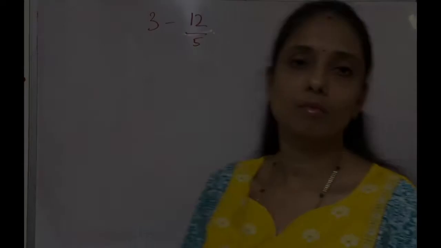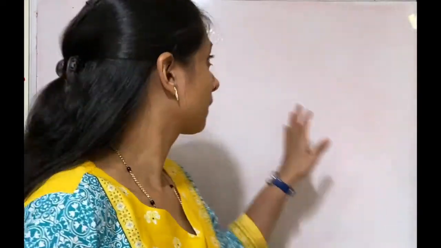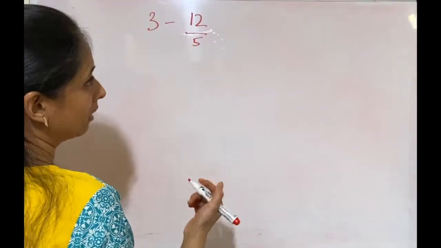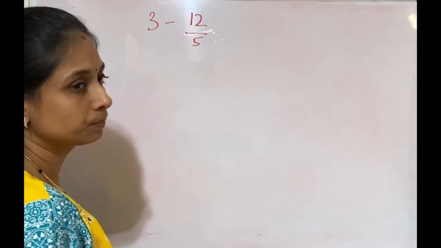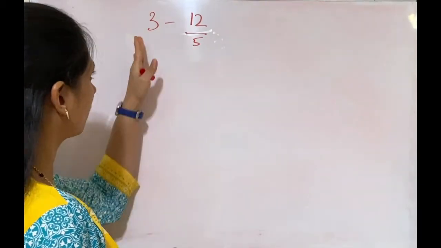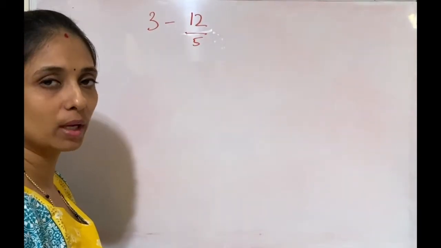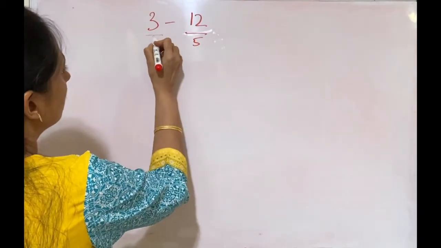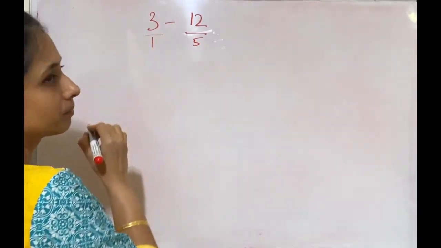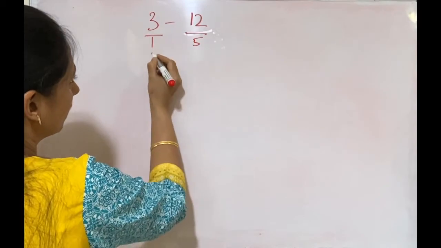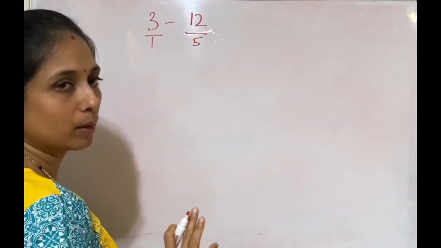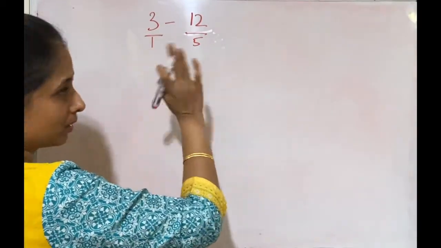Okay, so let's do one last problem. 3 minus 12 by 5. We don't have a denominator here. So what should we do? How can we convert this into a fraction? How can I write this as a fraction? 3 by 1. Whatever whole number is given, you will just write it as by 1. So this becomes two normal fractions.